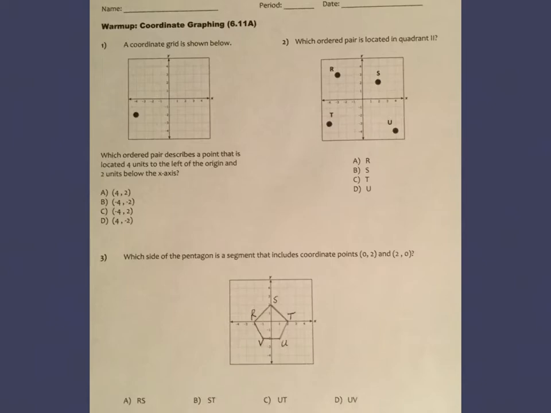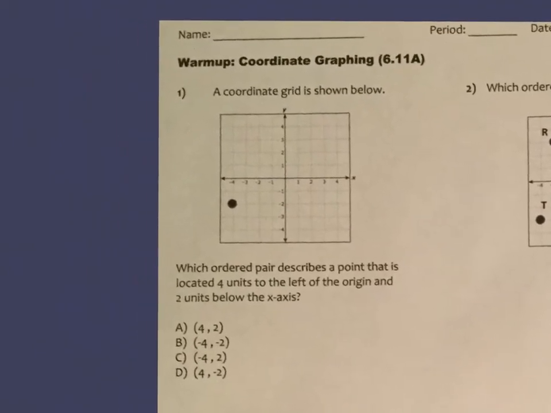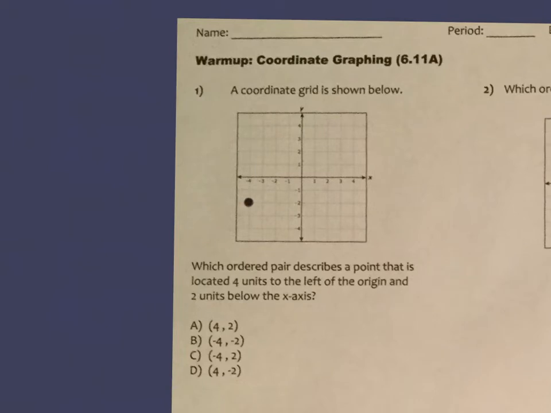On the first of the 3 problems, we were given a coordinate grid, and we were asked which ordered pair describes a point that is located 4 units to the left of the origin and 2 units below the x-axis. So a few things I'd like to point out here. First, 4 units to the left of the origin. Well, that presumes we know where the origin is. And 2 units below the x-axis. Well, again, that also presumes we understand where the x-axis is.